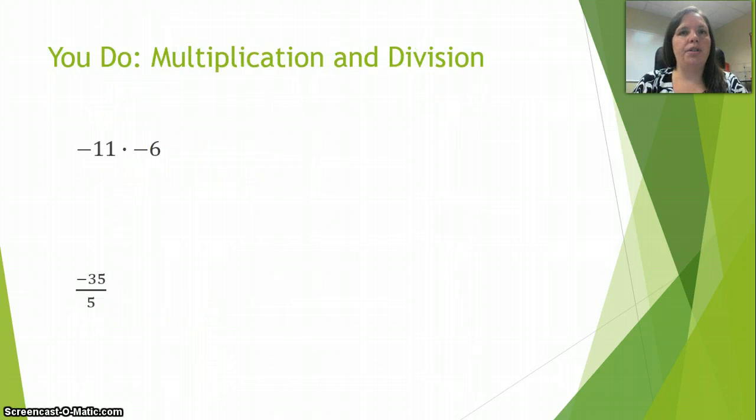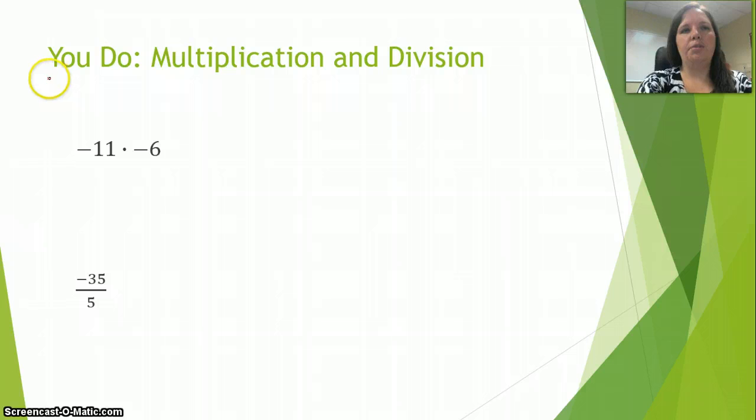So now it's your you do. So you pause, you write down the problem, you do it on your own. I probably should have said this earlier, but using these labels that I'm giving you up at the top will just help you organize your notes so that you can find the information later more easily. So pause and try these problems on your own.